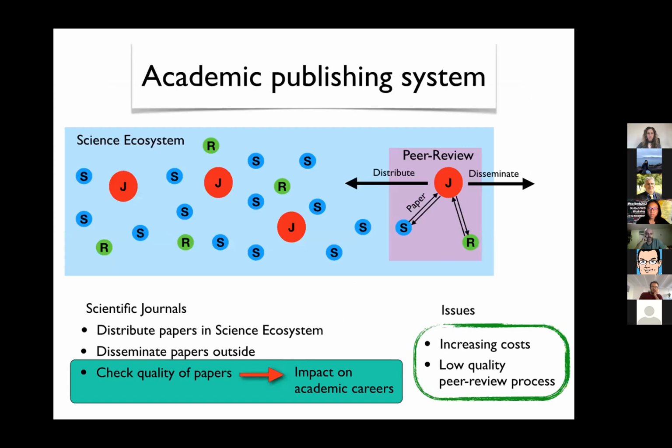Okay, so how does the academic publishing system work right now? You can consider the scientific ecosystem as populated by different actors. Of course, there are scientists, who actually produce science, and then they want to publish their science, right? So they interact with journals. This J in the red dots.